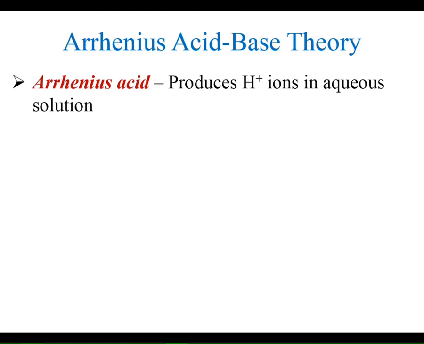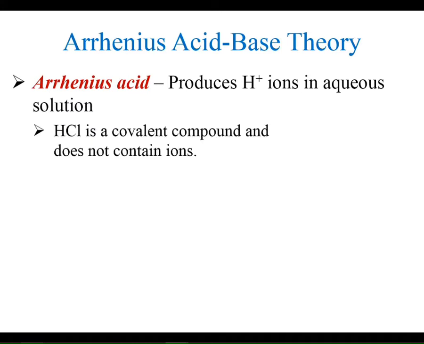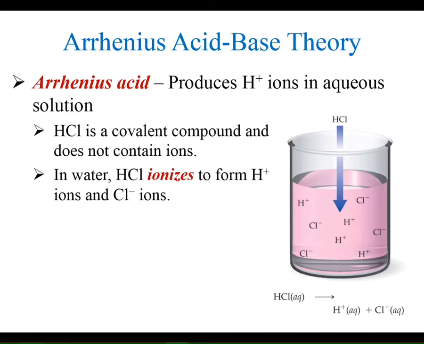The first one is called the Arrhenius acid-base theory. In the Arrhenius theory, an acid is anything that, when you put it into water, either ionizes or dissociates and makes some H+. So when it breaks apart, it makes H+. That's an Arrhenius acid. You put it into water, it makes H+. A base, by its definition, is anything that you put into water that makes hydroxide.